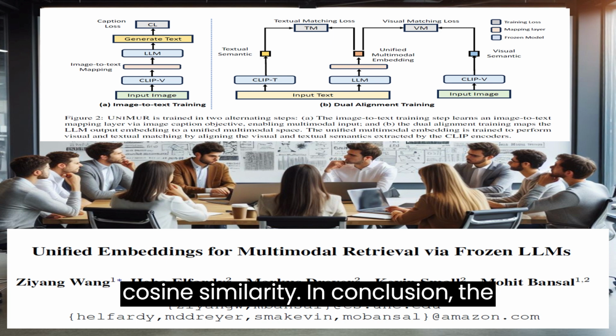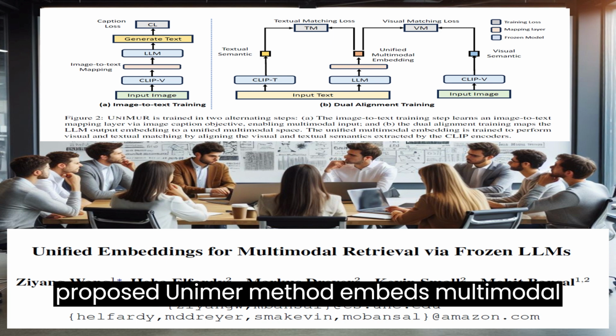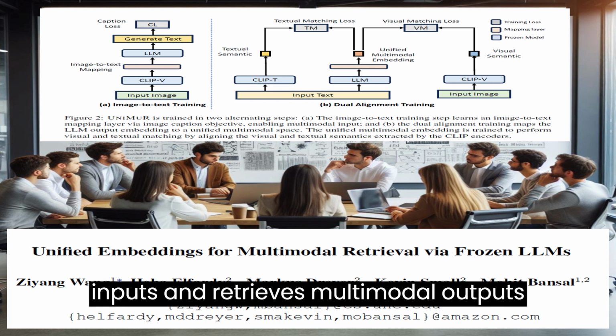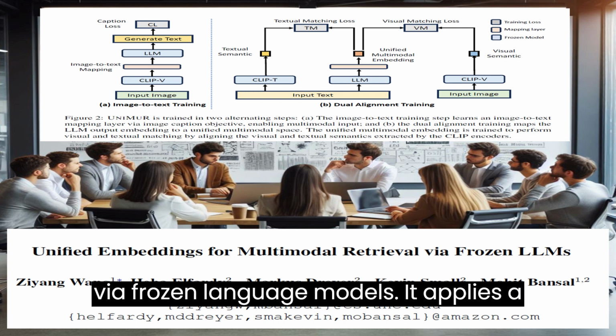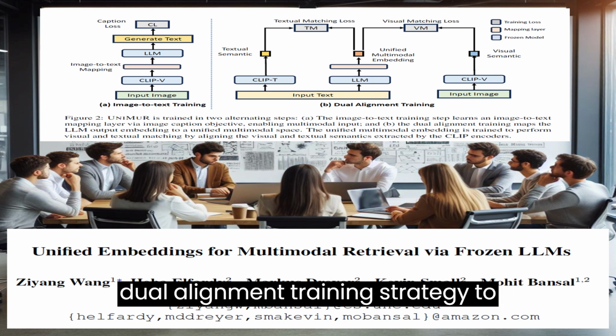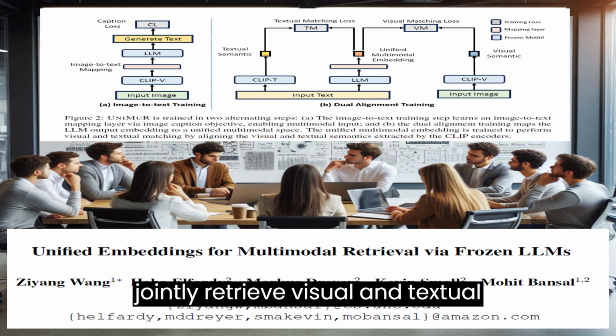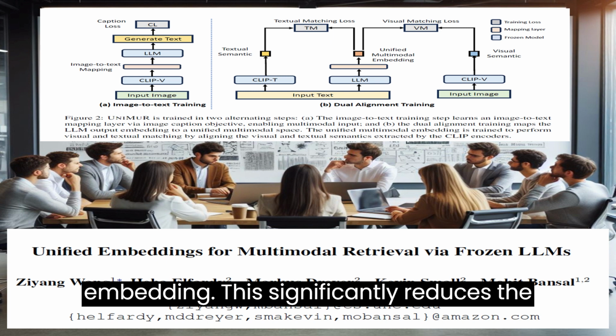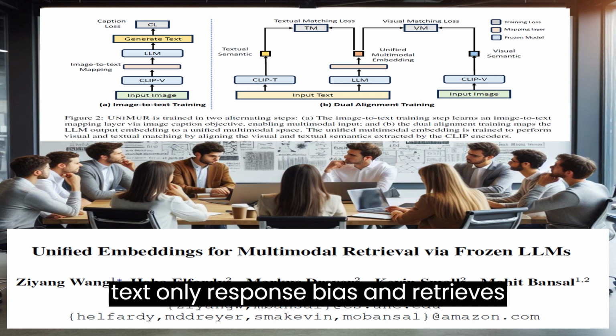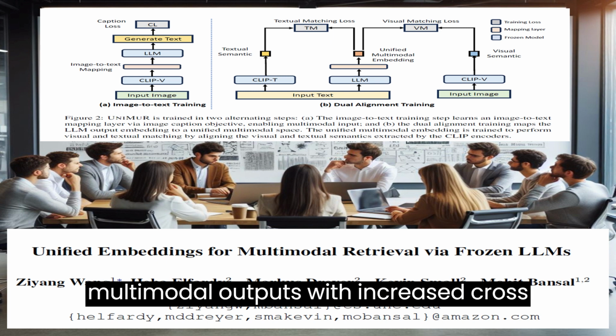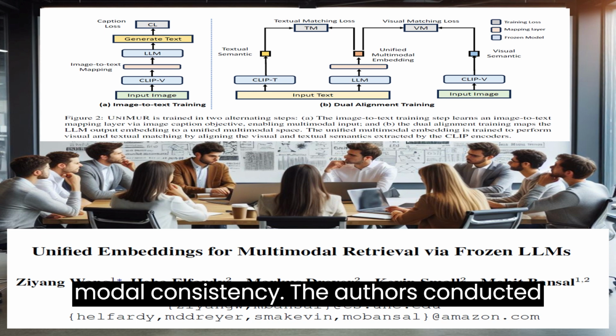In conclusion, the proposed UNIMR method embeds multimodal inputs and retrieves multimodal outputs via frozen language models. It applies a dual alignment training strategy to jointly retrieve visual and textual outputs via a unified multimodal embedding. This significantly reduces the text-only response bias and retrieves multimodal outputs with increased cross-modal consistency.